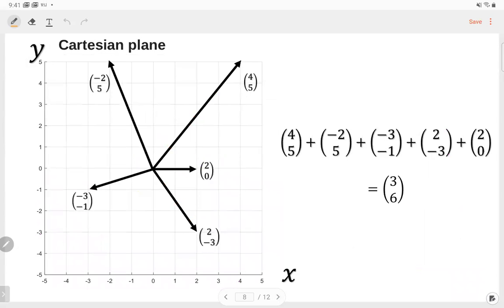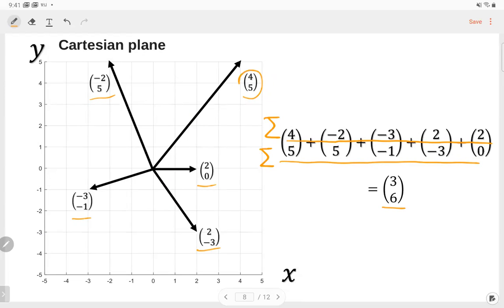So if we have many vectors, let me go back to the original question. If we have 5 vectors and we want to do the addition, we are going to sum them. We just need to figure out the column vector for each vector, the coordinates of each vector. The first one is 4, 5, then the second, third, fourth and fifth one, and we write them together and sum the x components: 4 minus 2 minus 3 plus 2 plus 2. Sum the y components: 5 plus 5 minus 1 minus 3. Then we get the final vector, that's 3, 6.